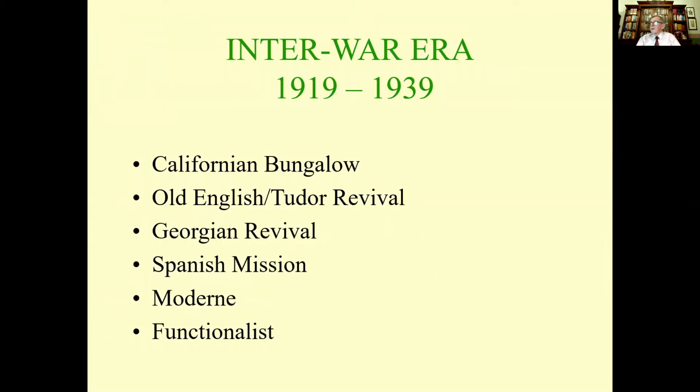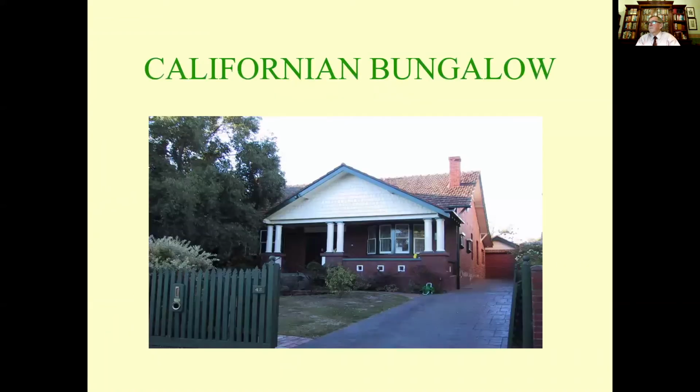So the final era is the interwar era, and there are these several styles that you can see, and we're going to talk about each of these in turn. So it's basically between the two world wars. Now, having said that, of course, some of those Edwardian and even Victorian features might have still strayed into this period. But generally speaking, houses conform to one of these designs.